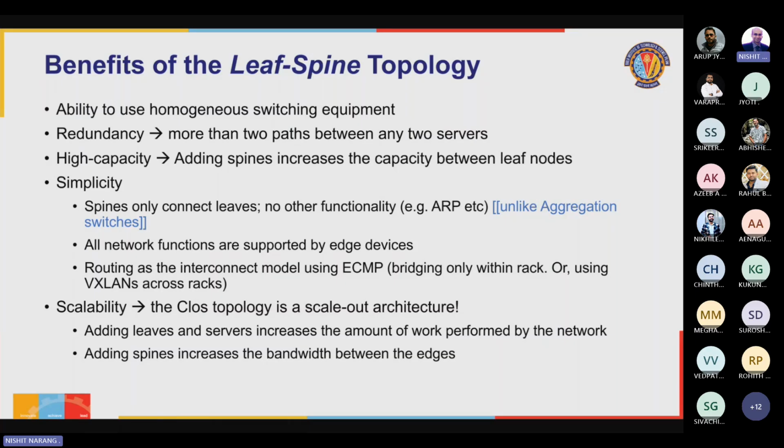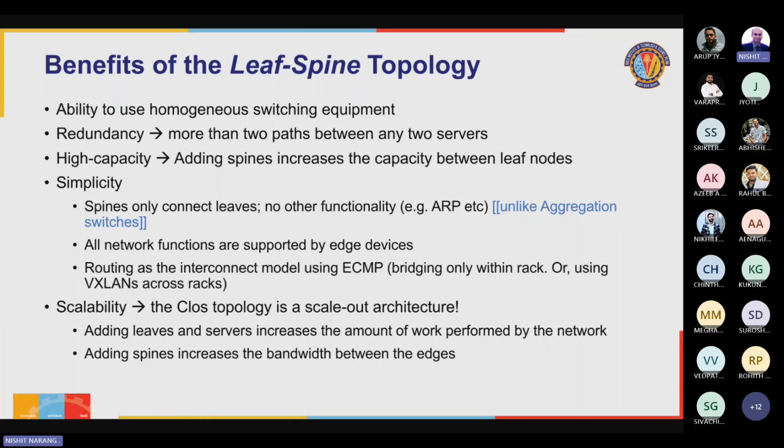It's also simple because the functionality is distributed across all nodes in the network. So there is nothing special about the spine switches compared to the leaf switches. All network functions are supported by all network nodes in this data center network. It's unlike the access aggregation core architecture, where aggregation switches had a larger role to play. And this also comes from the fact that the data center network following the leaf spine topology is built with routing as the interconnect model, so that layer 3 networking is what drives the modern data center network.